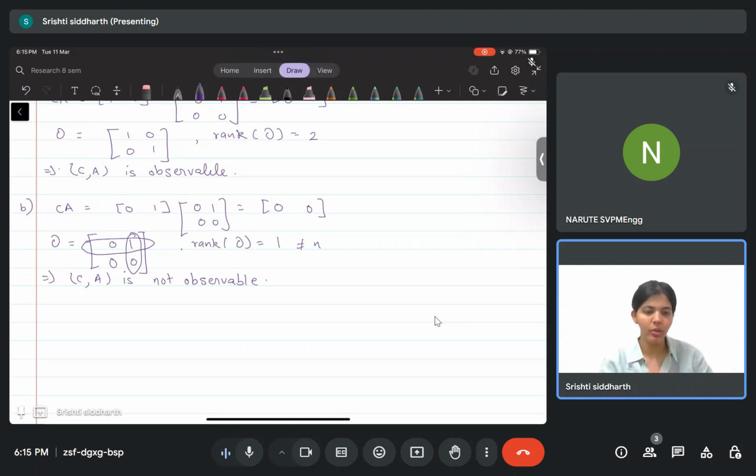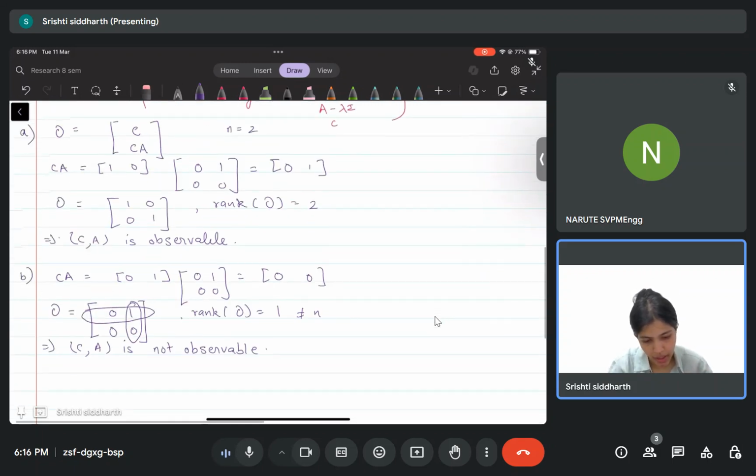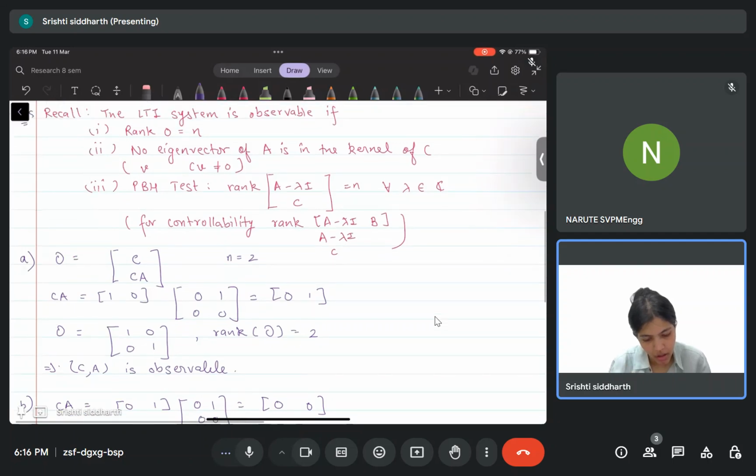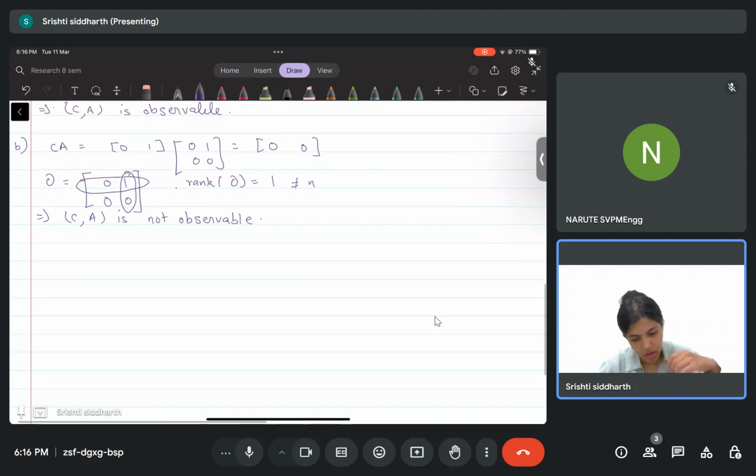If you have any doubts, you can just ask me. We can also look at the other tests, maybe for example for part A, by computing the eigenvectors of A and checking if they lie in the kernel of C or not. So you can do that as well.